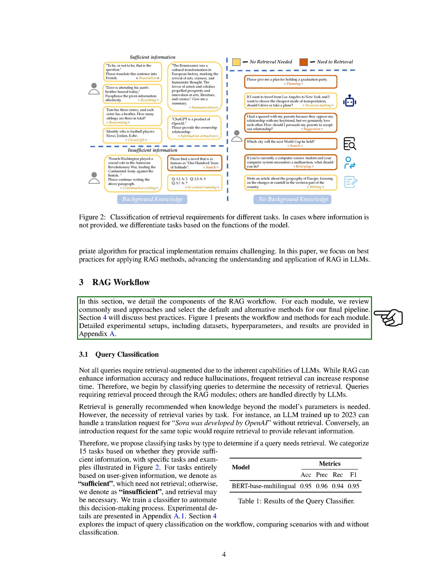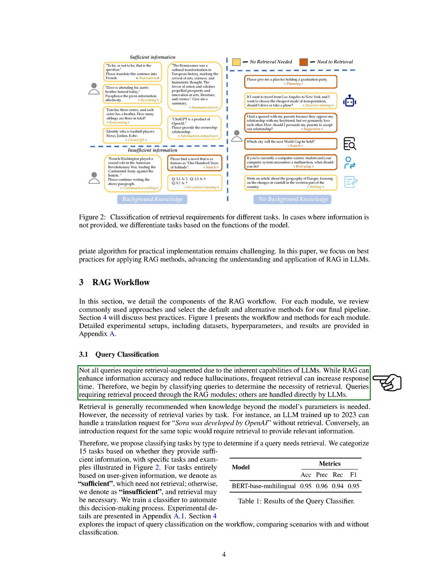We will then move on to query classification. Not all queries need retrieval augmentation because large language models already have strong capabilities. While RAG can improve information accuracy and reduce errors, frequent retrieval can slow down response times. Therefore, we start by classifying queries to decide if retrieval is necessary. Queries that require retrieval will go through the RAG modules, while others will be handled directly by the large language models.